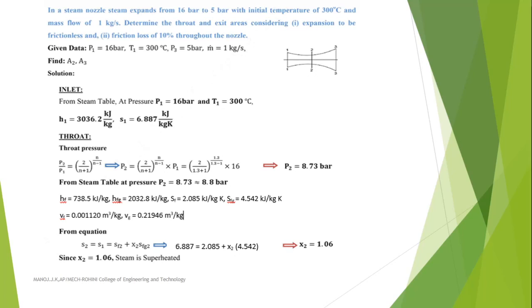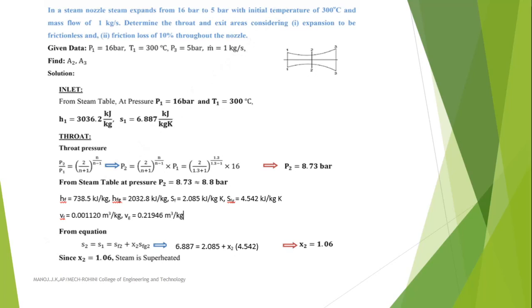Look at the next line, the mass flow rate of 1 kilogram per second. The mass flowing through the nozzle is 1 kilogram per second. Still, we don't have any idea which kind of nozzle is asked in the problem. Look at the next line, determine the throat and exit areas. Only a convergent divergent nozzle has the throat region. The convergent nozzle has inlet and exit, and the divergent nozzle also has inlet and exit regions. Only convergent divergent CD nozzles have the throat region.